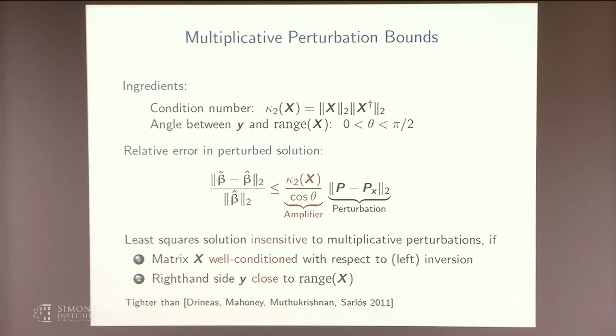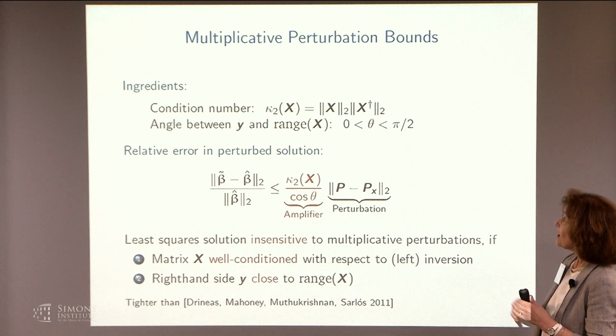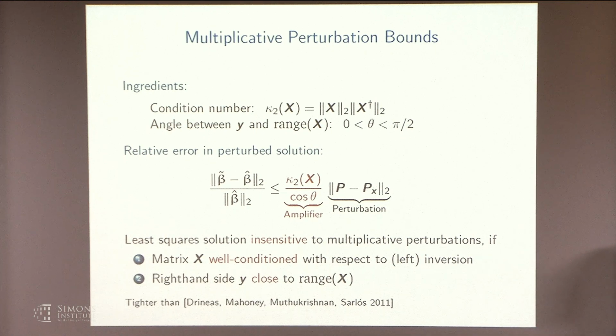So from that we can get a multiplicative perturbation bound, which may only be of interest to the numerical people in here, but this is only one slide, and then we go back to other things. So here we have the condition number of the design matrix in the 2 norm. That is the ratio of the largest over the smallest singular value. It tells you something about how the matrix deforms a unit sphere. If that condition number is large, then when the matrix acts on the unit sphere, it produces an ellipse that has a very huge aspect ratio.